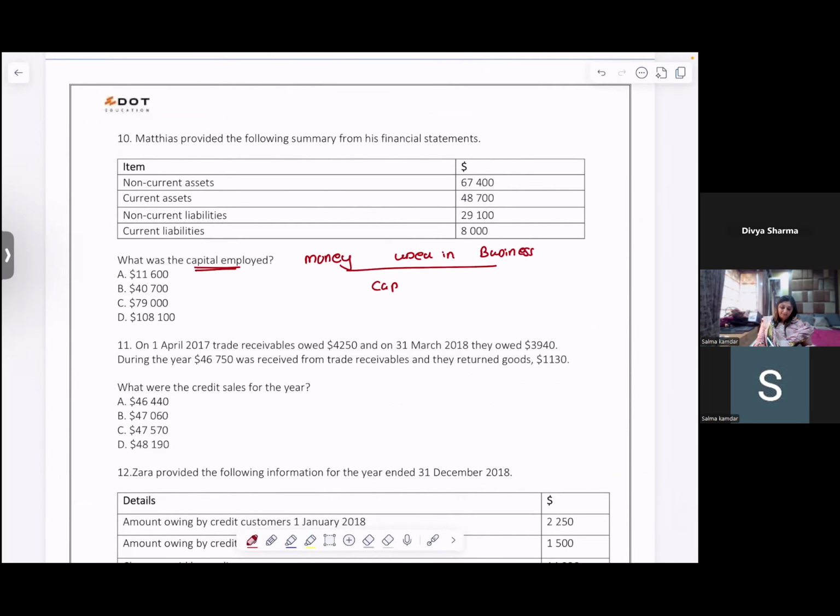Either it can be capital plus non-current liability, or it could be total assets minus current liabilities. Do I need the non-current liabilities now if I use the second formula? No, not really. So I will just add these two and minus this. So what's it coming up to?